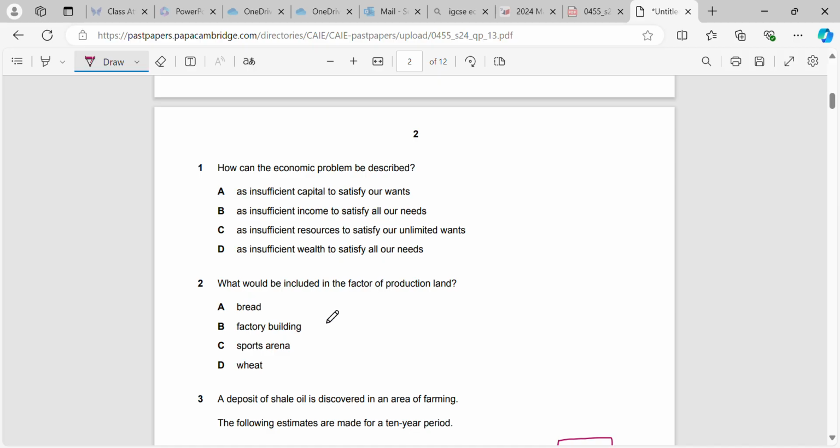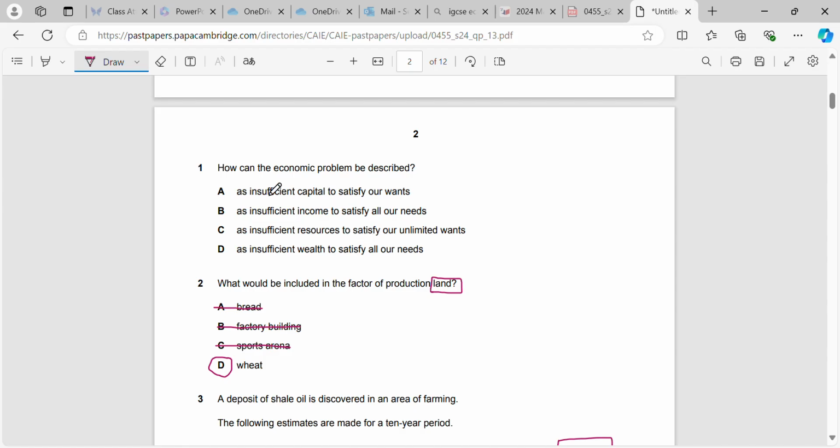Okay, what would be included in the factor of production? Land. So just remember or look over your factors of production slides and notes available in the OneDrive. Again, this is just a simple definition, there's no calculations involved. Land is concerned with natural resources. The only one here which would be absolutely natural is wheat. We would need other factors of production to make bread. The factory building would be capital, and a sports arena would also be capital, the investment that goes into making them. The ocean, for example, is a factor of production. Land, wheat would be as well. We haven't used any other factors of production to make a final product.